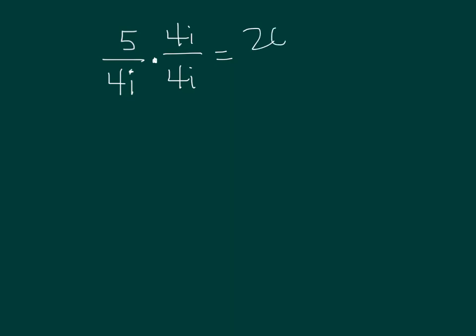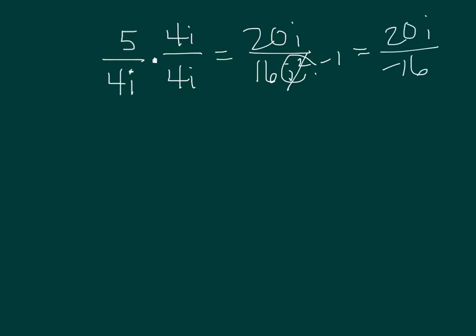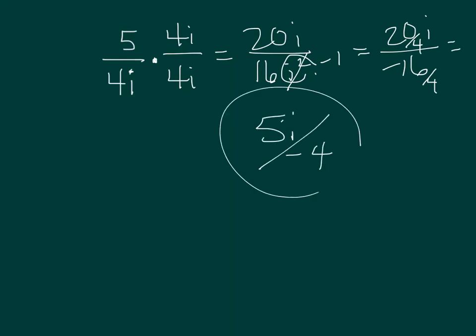So what I end up with is 20i over 16i squared. The i squared will become a negative 1. So instead of 16 times i squared, it's 16 times a negative 1, which is a negative 16. And then, of course, we would reduce this. So 16 and 20 are obviously both divisible by 4. So we would get 5i divided by negative 4, and that would be your answer.